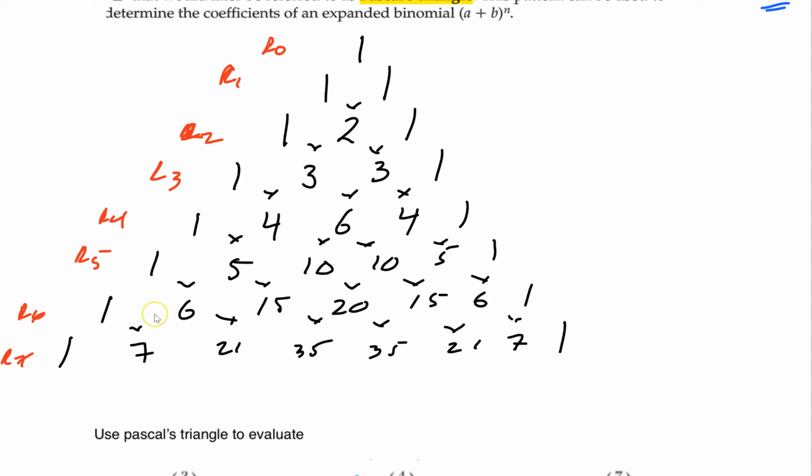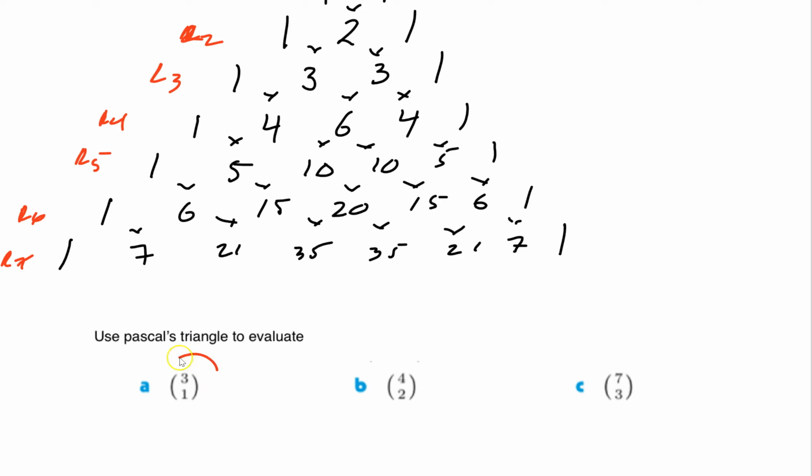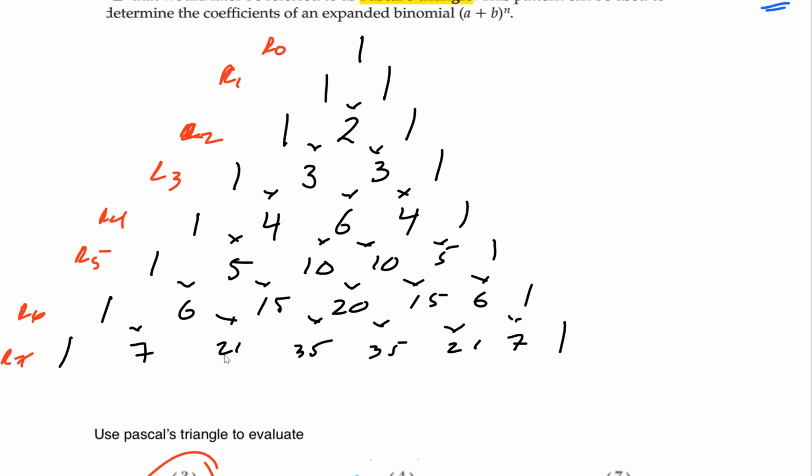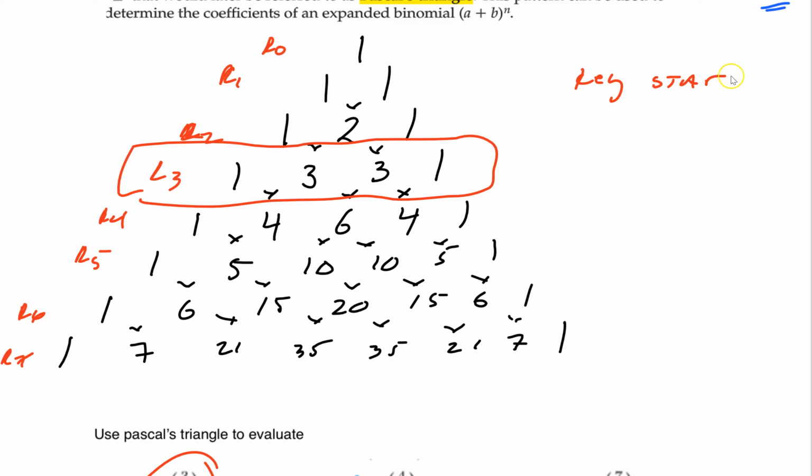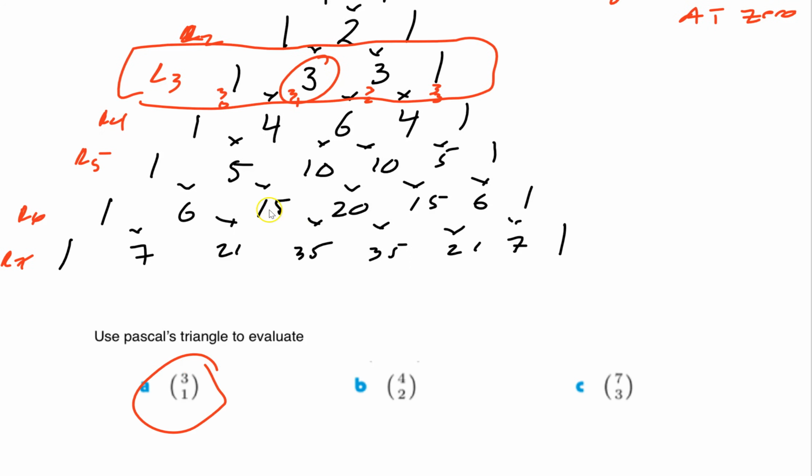Now here's the key. We want to find 3 choose 1. So here's row 3. The key thing about this is to start at 0. So right here is 3 choose 0, 3 choose 1, 3 choose 2, 3 choose 3. I wanted 3 choose 1. So it's this number right here. So this is just 3.